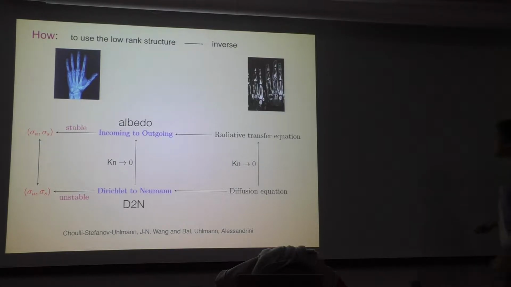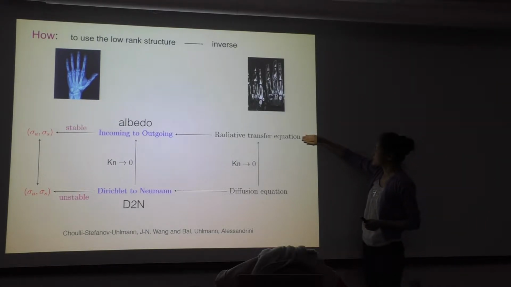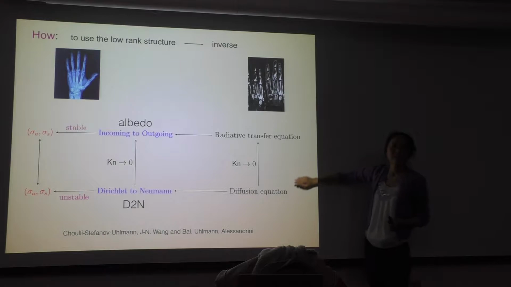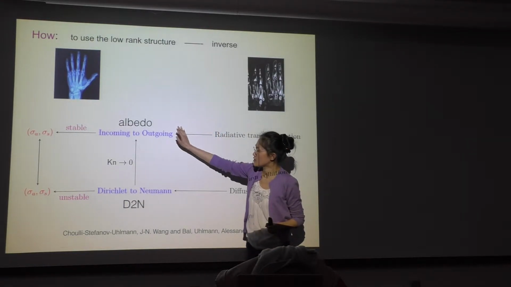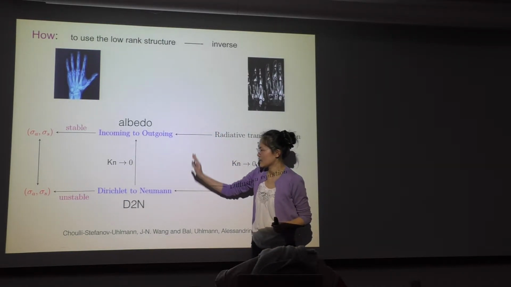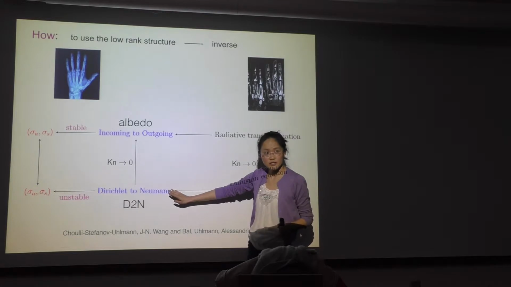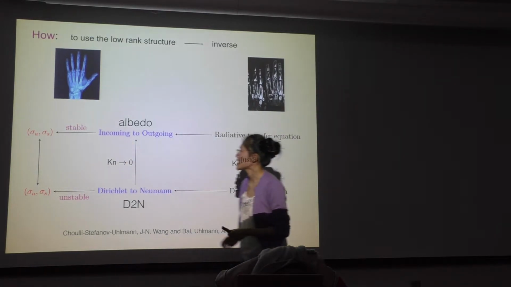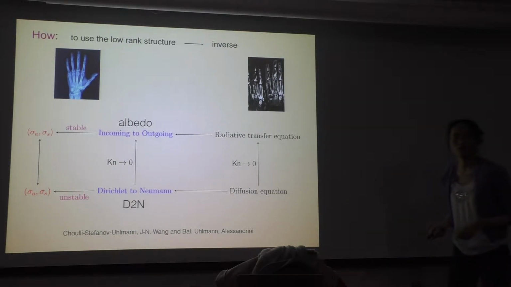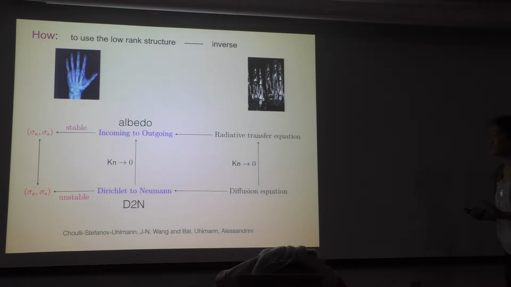That puzzles me because I know the radiative transfer equation is basically the diffusion equation. And I can prove the albedo operator you use for the reconstruction is equivalent to the Dirichlet-to-Neumann map. However, the reconstruction is stable using the albedo operator, but not stable using the D2N map. And that's a contradiction. I'd like to understand why.